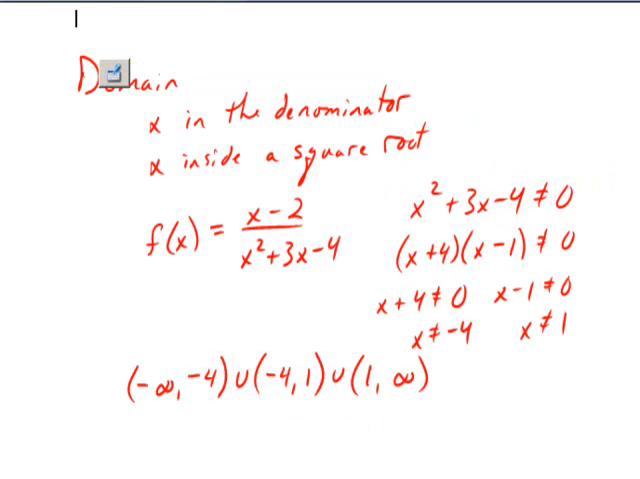Let's look at a second example. G of x equals the square root of x plus 5. In this case, x is inside of a square root. The value inside of a square root for real numbers must be greater than or equal to 0, so let's just say that that radicand must be greater than or equal to 0.